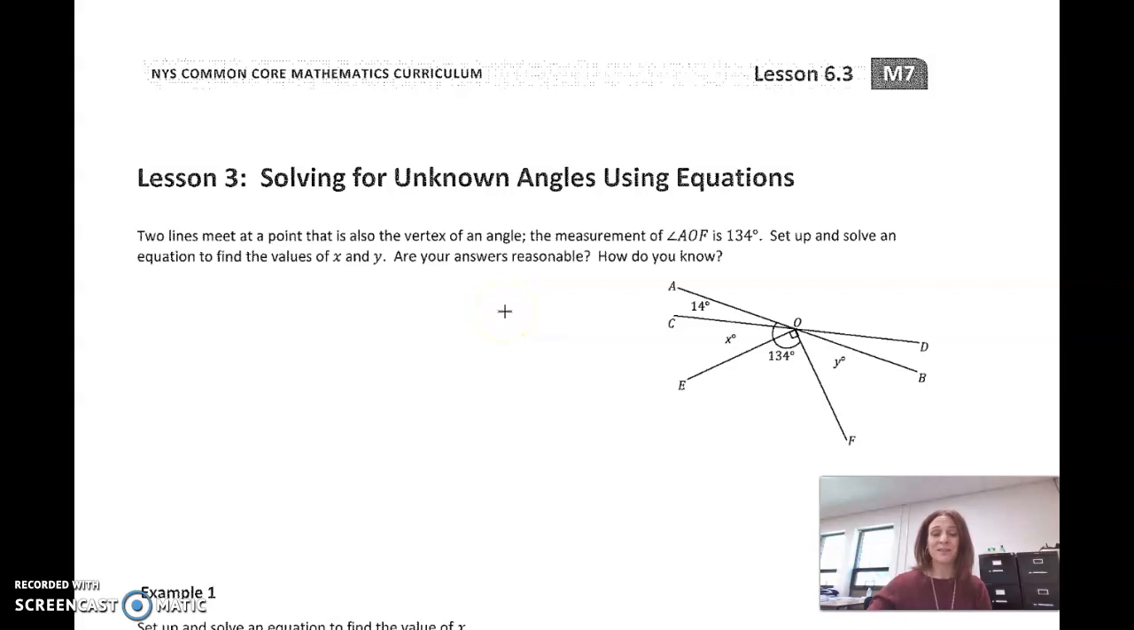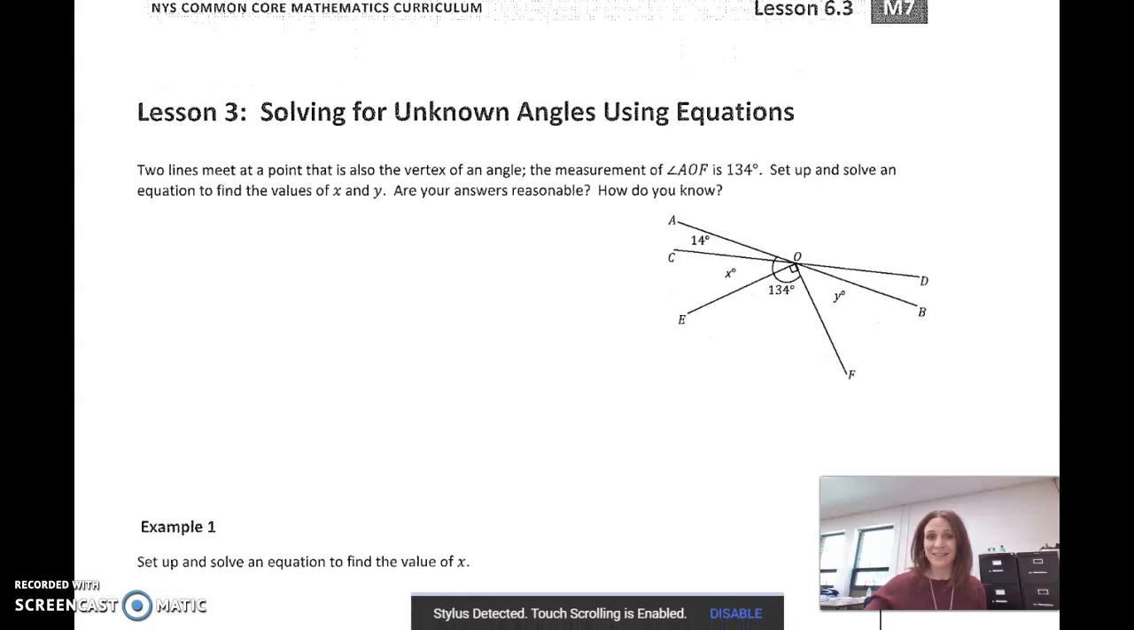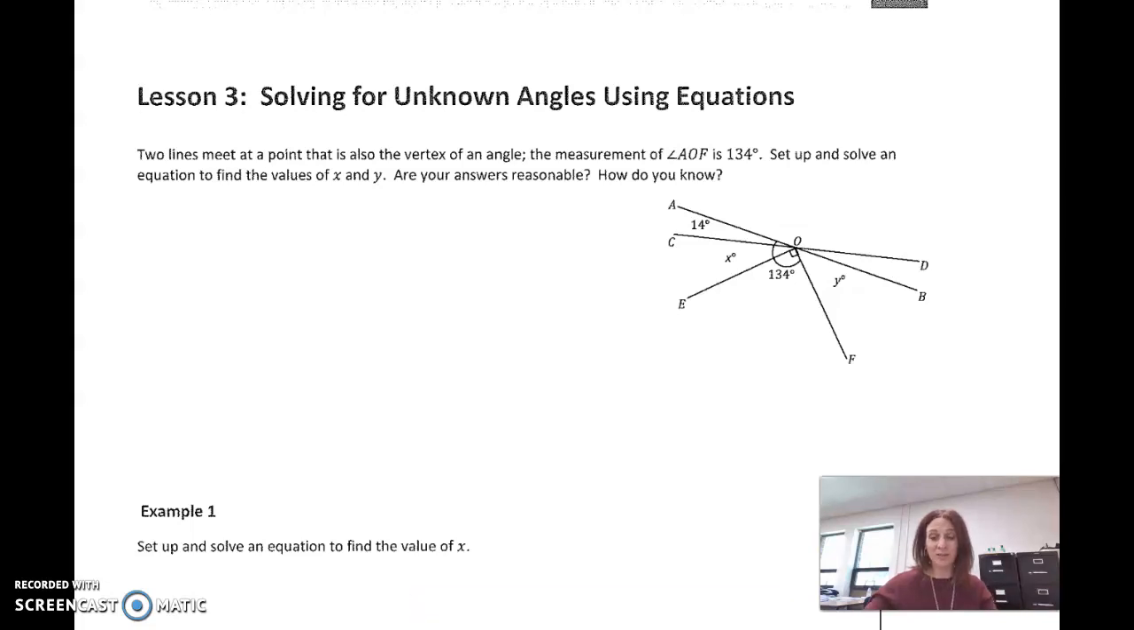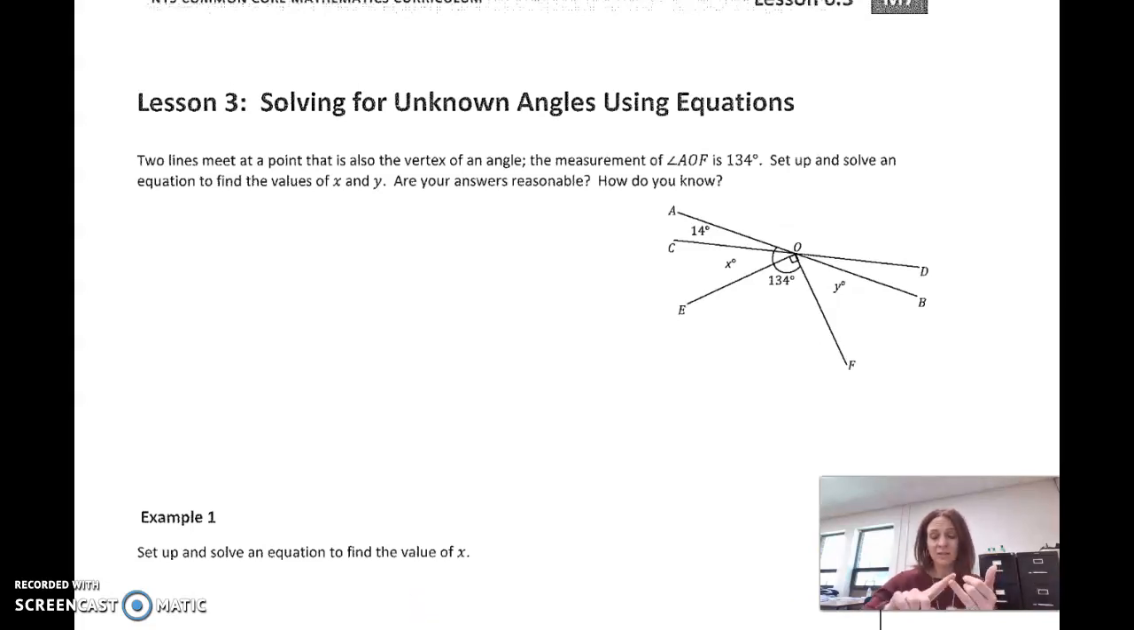Lesson 3 in Module 6 is on solving for unknown angles using equations, which should sound familiar because that is what Lesson 2 was also, the title of Lesson 2. So we're doing more of the same. Vertical angles, supplementary angles, complementary angles, and now we're going to add some more, especially those angles around a point where we throw in that 360 degrees. Okay? As always, the more we practice this stuff, the easier it gets.